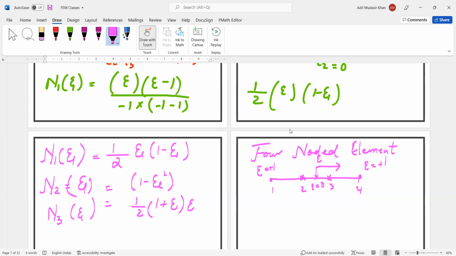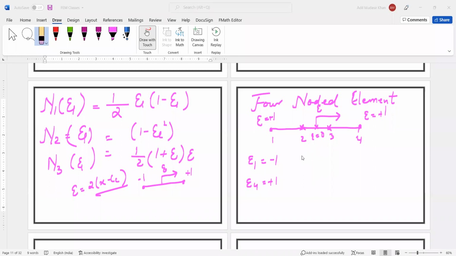Fine. So we have zeta 1 is equal to minus 1. We have zeta 4 is equal to plus 1. We have to find the value of zeta 2, and we have to find the value of zeta 3. That can be easily found. See, we are dividing this length into how many parts? 1, 2, and 3.